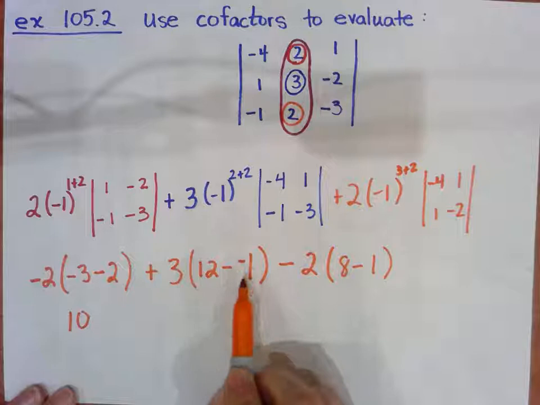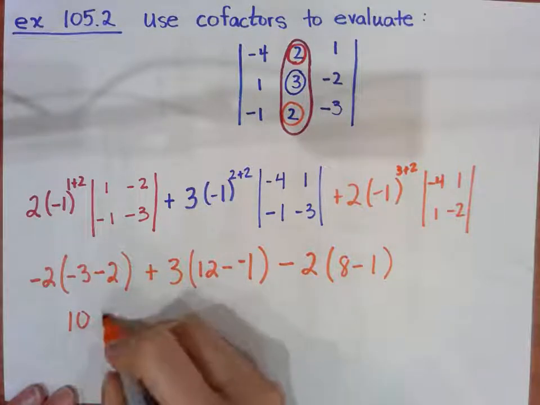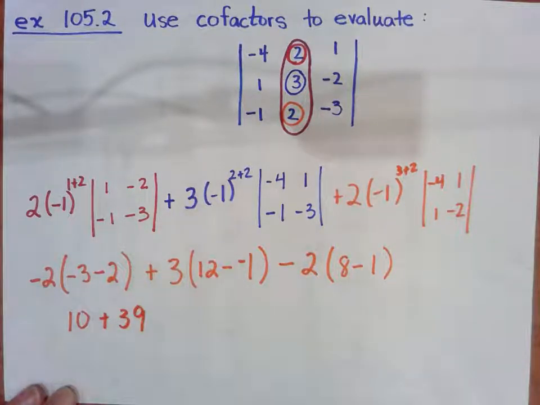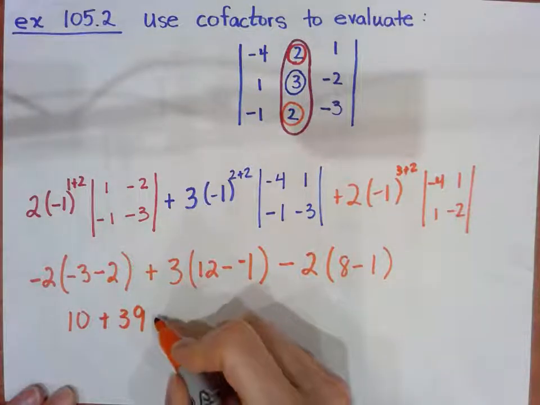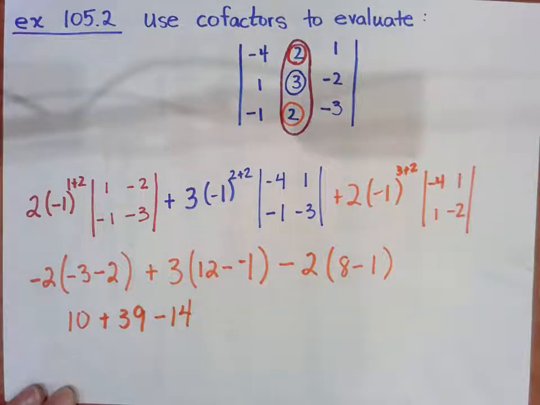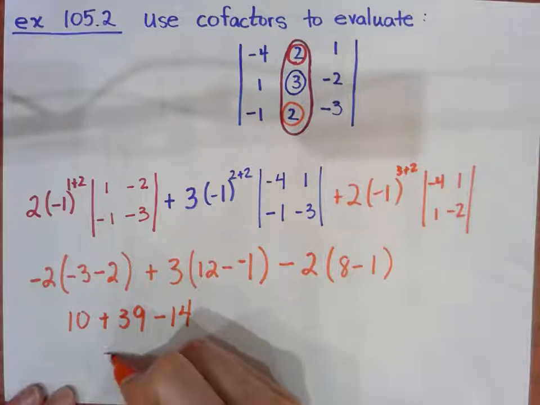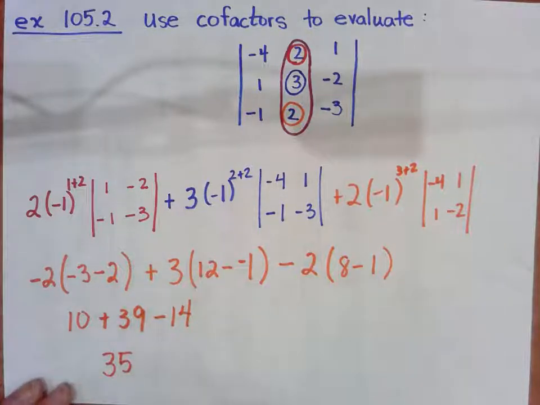12 minus minus 1 is 13. So this is 39. 8 minus 1 is 7. So this is minus 14. Alright, so this is 25 plus 10 is 35.